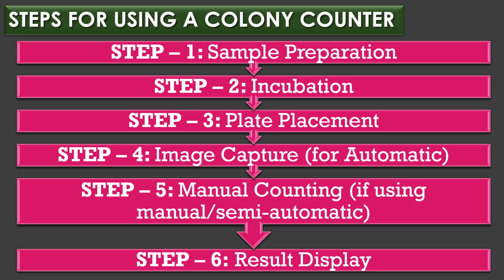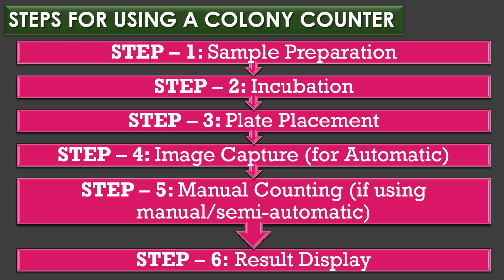Steps for using a colony counter. There are 6 steps. The first step is sample preparation. Prepare and inoculate an agar plate with the sample. The second step is incubation. Incubate the plate to allow microbial colonies to grow. The third step is plate placement. Once colonies have grown, place the plate in the colony counter. The fourth step is image capture, particularly for automatic colony counters. For automatic counters, capture the image and let the software analyze the plate.